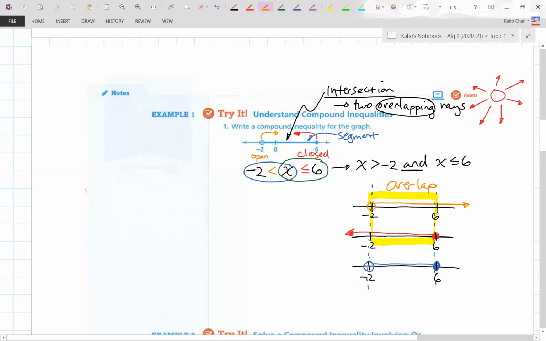All right, hope that helps. Let's move on to example 2.